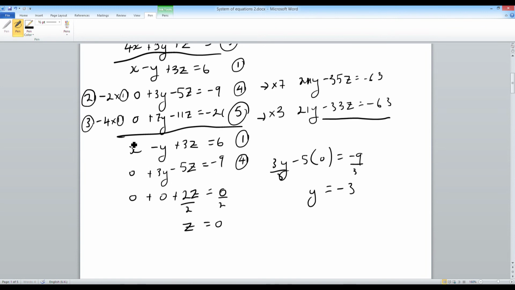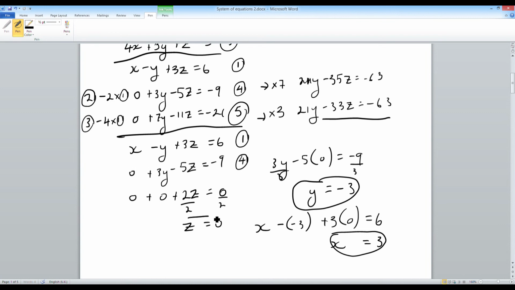Then if I go to my first equation here, x minus y, now instead of y, I can replace it with my y value, in this case negative 3. Plus 3 times z, which we found to be 0, is equal to 6. So x plus 3 plus 0 is equal to 6. If I subtract 3 on both sides, x is equal to 3. So I have found x is equal to 3, y is equal to negative 3, and z is equal to 0.